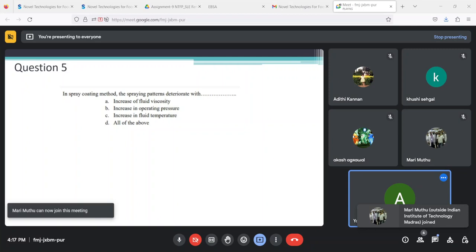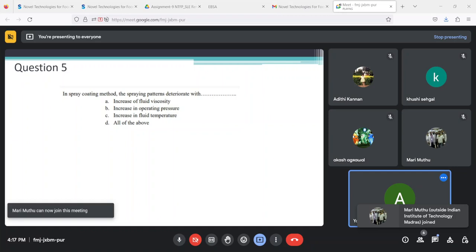Okay, do you think spray coating method deteriorates with increase in fluid temperature? It's not option D actually, it's a different option. So let's go one by one. In the spray coating method, it's an edible coating method where you coat your food products with some sort of edible coating that you can actually eat. So you have a food product and you'll have a nozzle that will spray the coat on top of the food, and then you can dry and then store the food product.